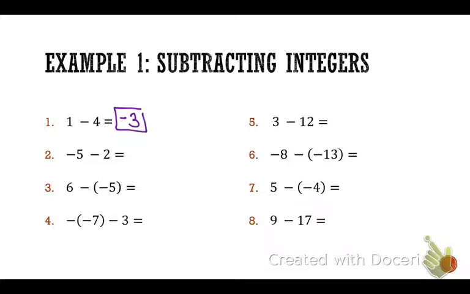Okay, number 2. Is it same sign or different? Same sign. Is 5 positive or negative? Negative. Is 2 positive or negative? Negative. Because it has a subtraction sign in front of it, that means you're taking 2 away. 2 is negative. So, same sign, add 5 plus 2, and keep your negative. Negative 7.